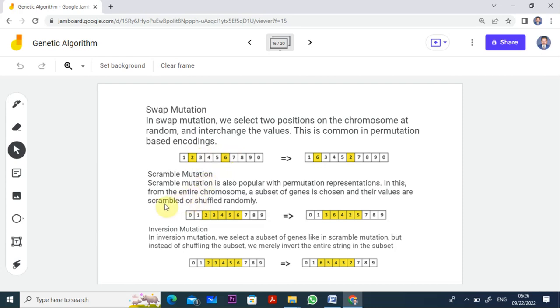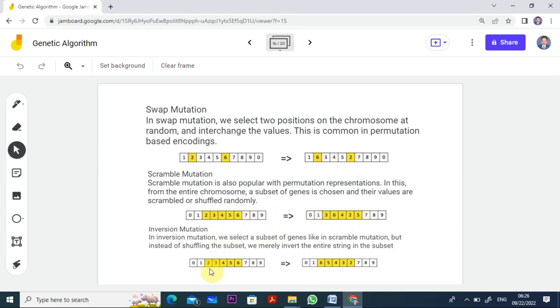The scramble mutation is also popular with the permutation type. What we do here? In this form, a subset of genes of the entire chromosome is chosen and their values are scrambled. Scrambled means not in order. Say 2, 3, 4, 5, 6, this is what I selected. So I can put 3 here, 5 here, 4 here, anything. I put 3 here first, then 6 here, but randomly. It is not in order.